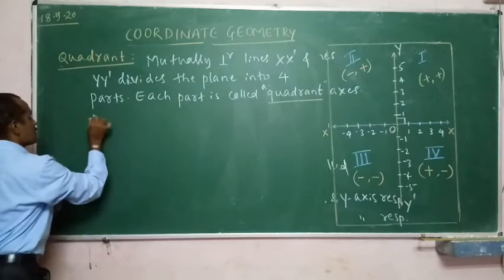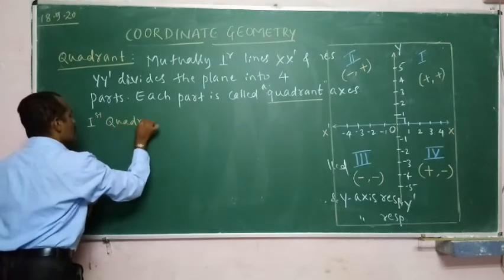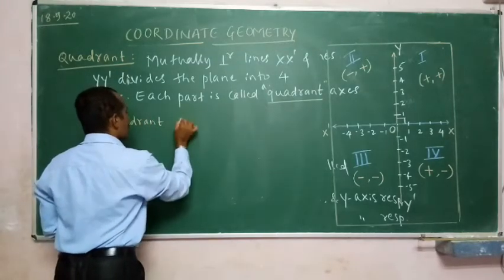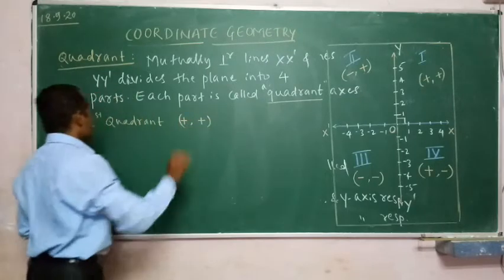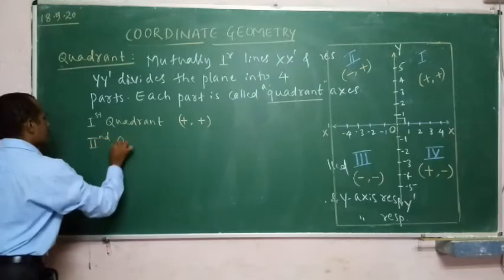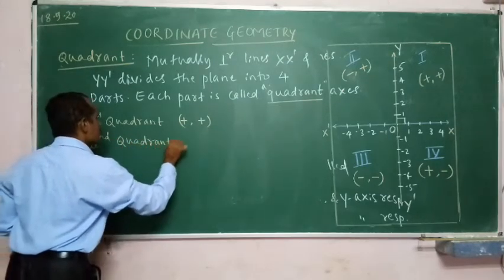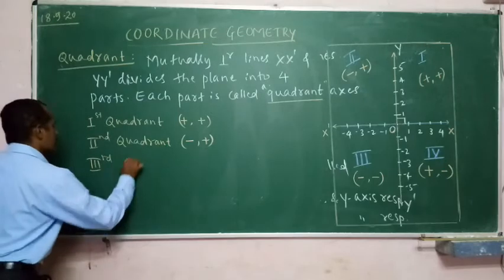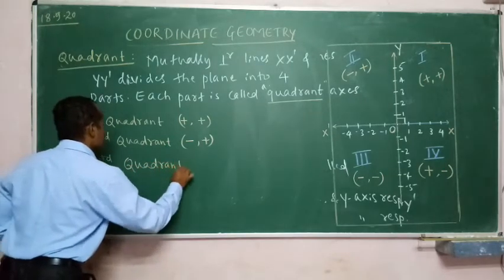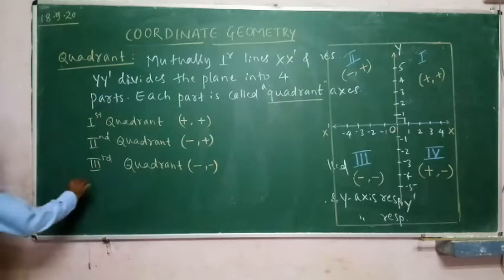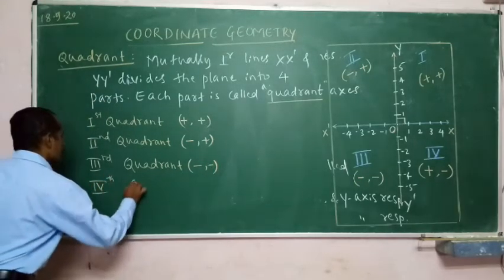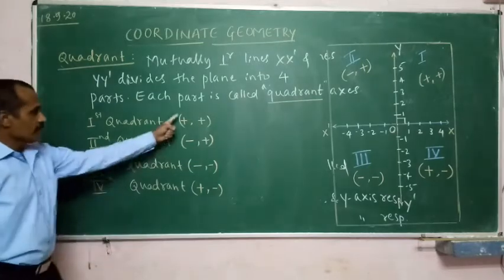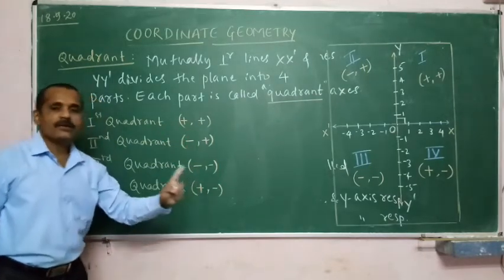Okay, let me write. First quadrant: plus plus. Second quadrant: minus plus. Third quadrant: minus minus. Fourth quadrant: plus minus. First one is referring to the x-axis, second one is referring to the y-axis.